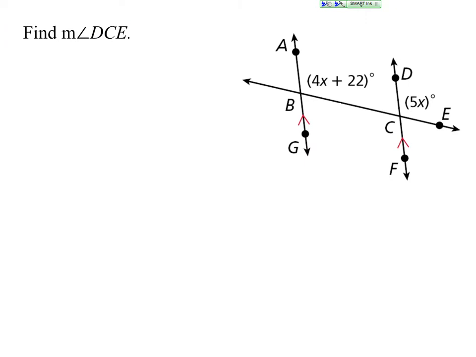Okay, this one's more algebra. Find the measure of angle DCE. So we're supposed to come up with this in the end. So look at what else there. You do have parallel lines. Yeah, work it out and show me an answer at the end. How would you find angle DCE? How would you find X?